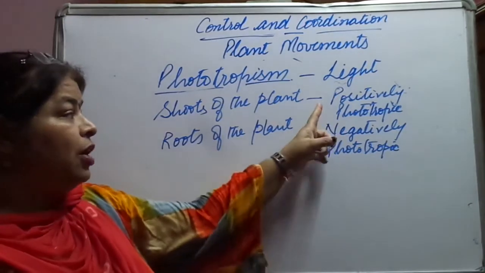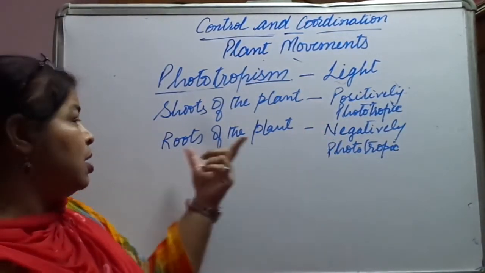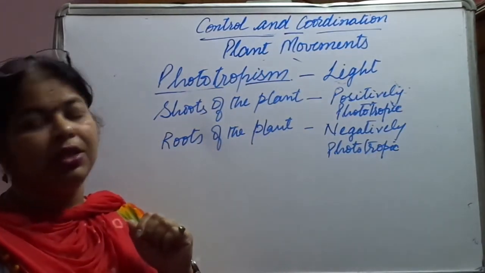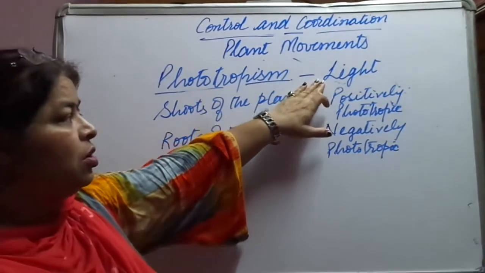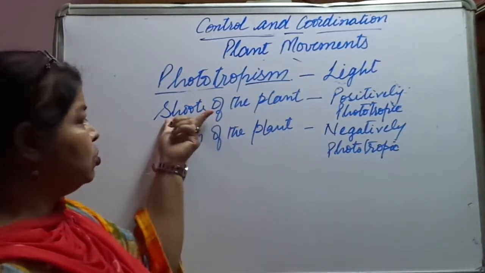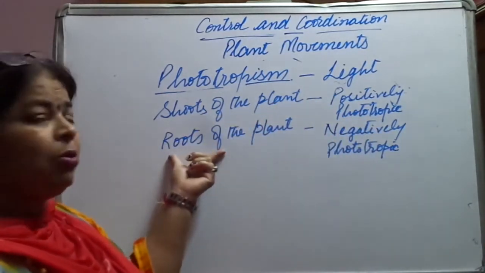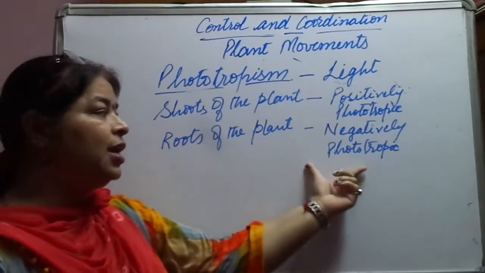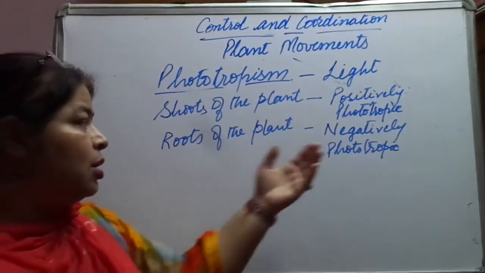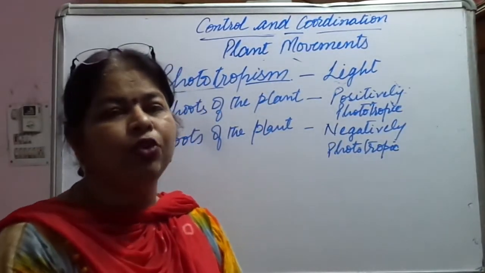Understood? So we have positively phototropic and negatively phototropic. The roots of the plant are growing away from the light. The stimulus over here is light. So which part of the plant is growing towards the stimulus? That is the shoot. So the shoot is positively phototropic, and the roots are negatively phototropic. They are going opposite to the stimulus of light. So this is about phototropism.